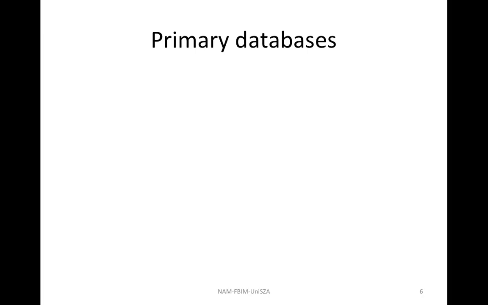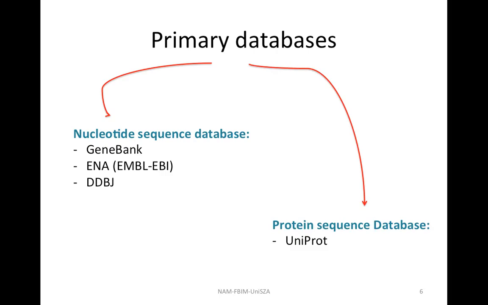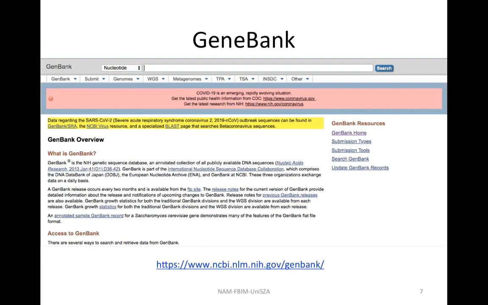The first category of biological database is the primary database. So what is a primary database? A primary database refers to a database that stores sequences obtained from different molecular biological techniques. We have two primary databases, which are the nucleotide sequence database and the protein sequence database. Let's have a look at examples of nucleotide and protein sequence databases.